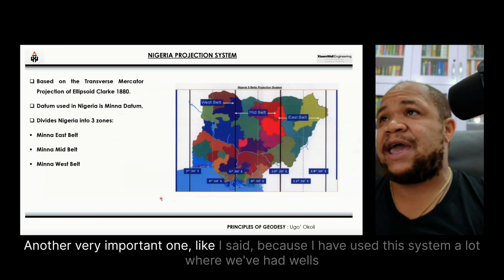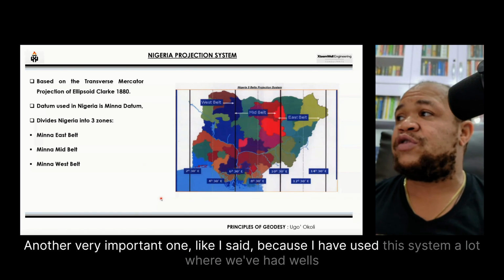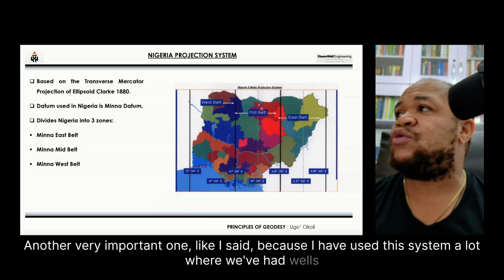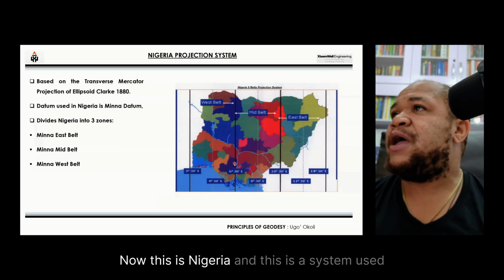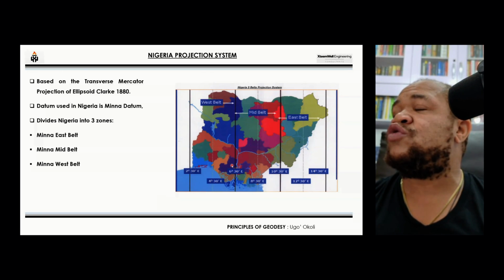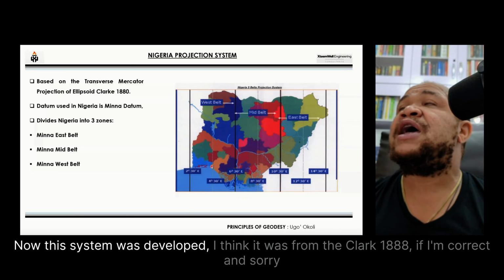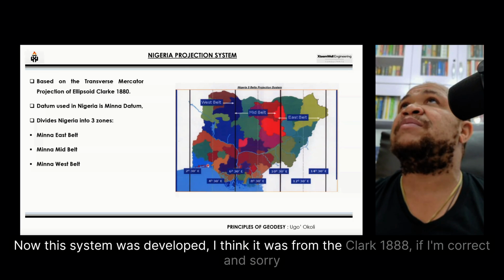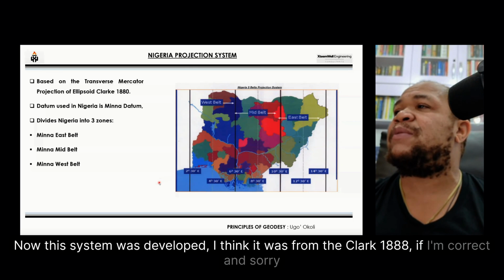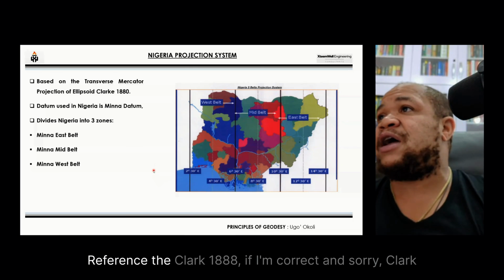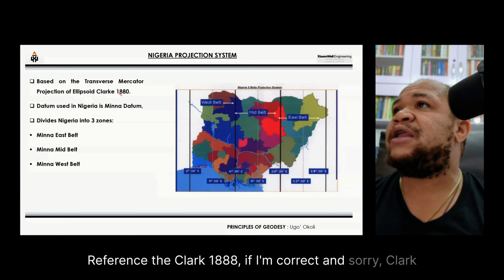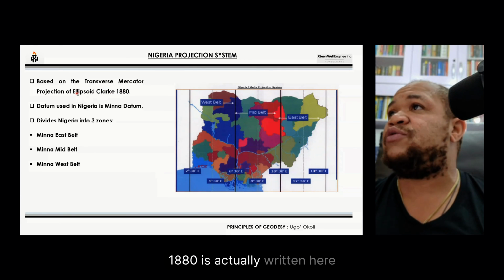Another very important one, like I said, because I have used this system a lot, where we've had wells. Now this is Nigeria, and this is a system used most times in Nigeria. Now this system was developed, I think, from the Clarke 1880, if I'm correct. Sorry, Clarke 1880 is actually written here.